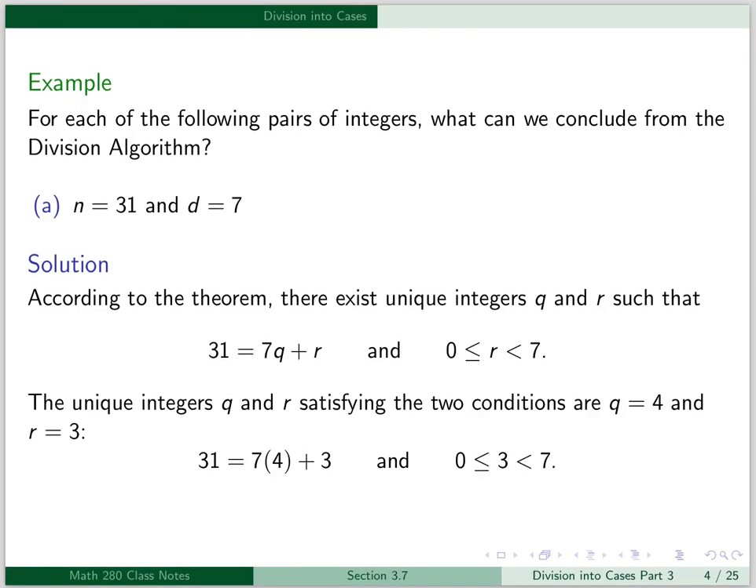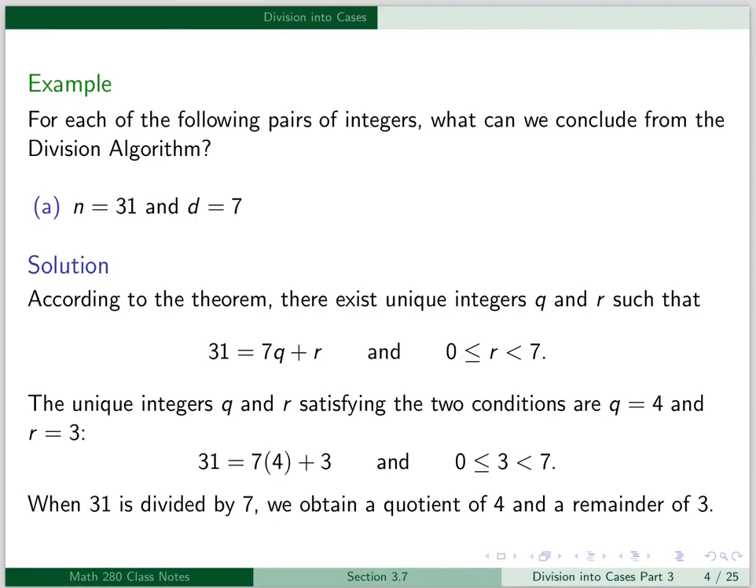The unique integers q and r satisfying these two conditions are q is equal to 4 and r is equal to 3. We have 31 is equal to 7 times 4 plus 3, and 0 is less than or equal to 3 is less than 7. When 31 is divided by 7, we obtain a quotient of 4 and a remainder of 3.